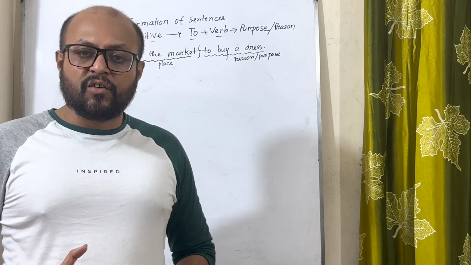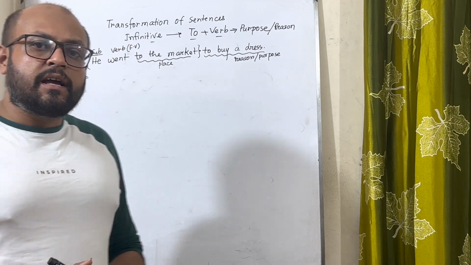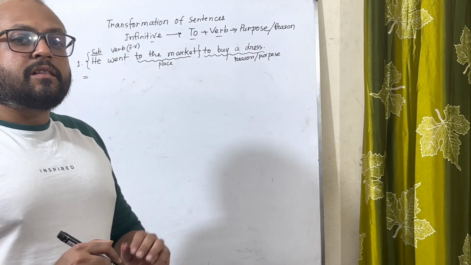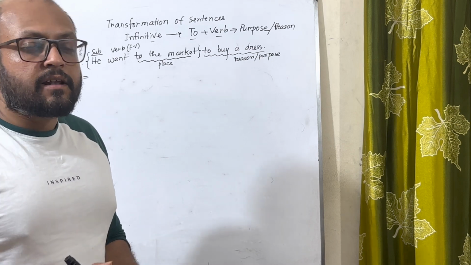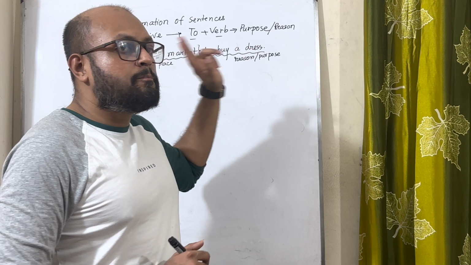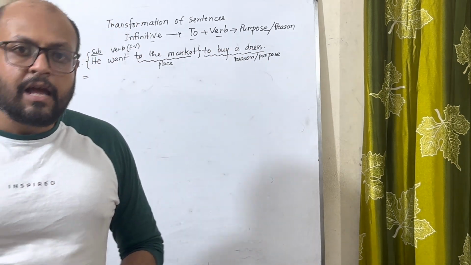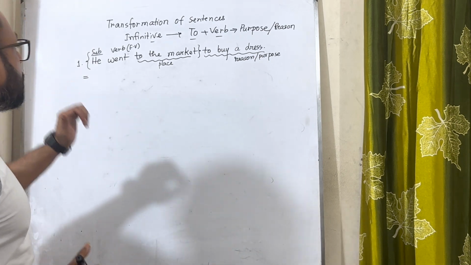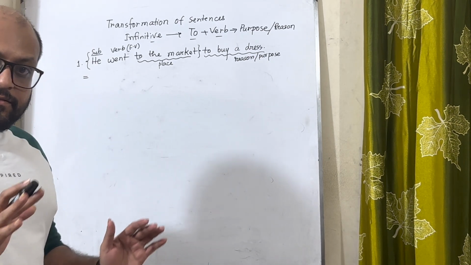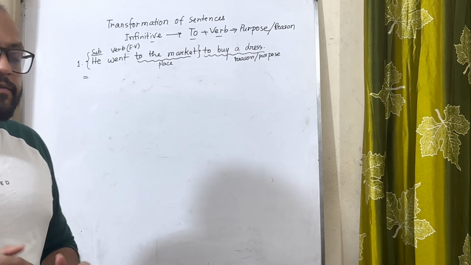It's a non-finite verb. Well, what is the use of the infinitive? We use infinitive for many reasons, but the most common reason can be to indicate any purpose or reason of doing something. As you can see in the example here, he went to the market to buy a dress.